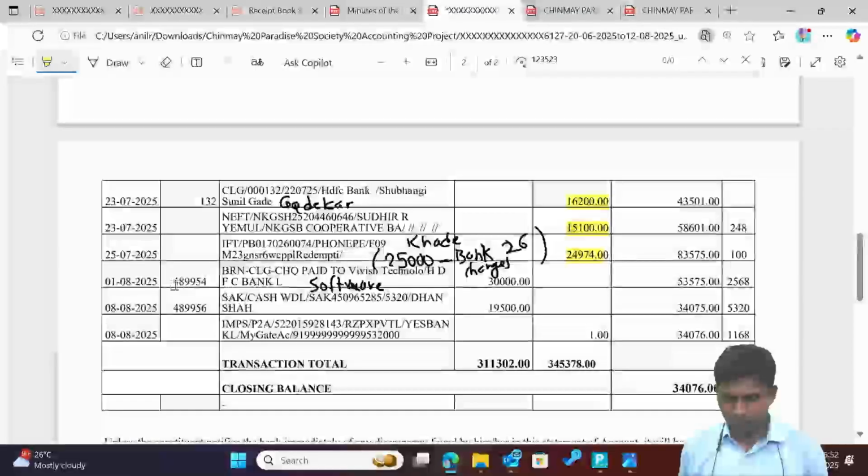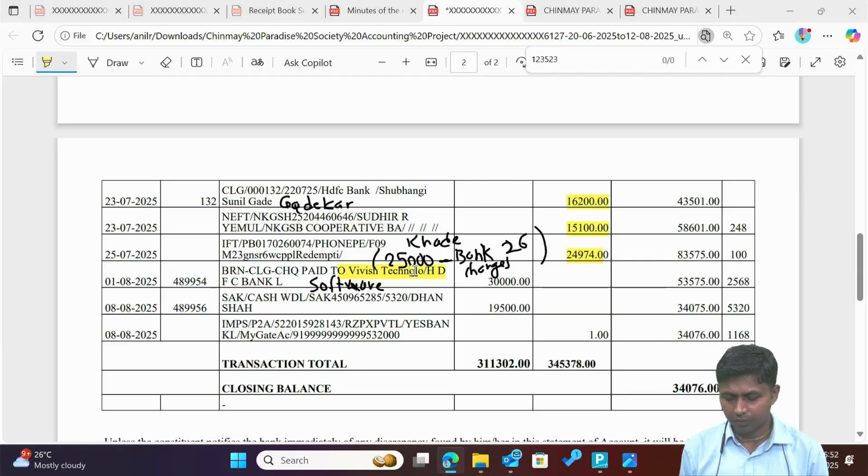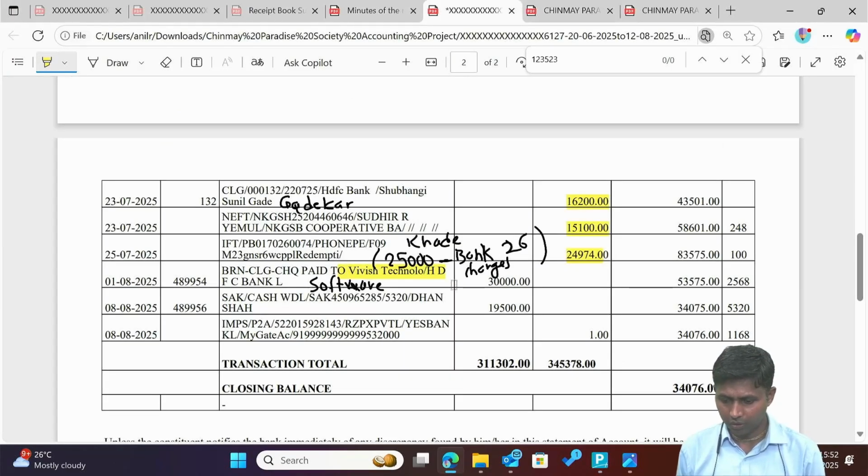This 30,000 rupees, Vivish Technology. We don't have any bill of this and we don't know for what purpose we have given, but to reconcile the bank we have to pass this. We know the party name, therefore instead of putting this in suspense, we will pay this to the party and in the ledger scrutiny we'll ask them for the bill of this Vivish Technology.